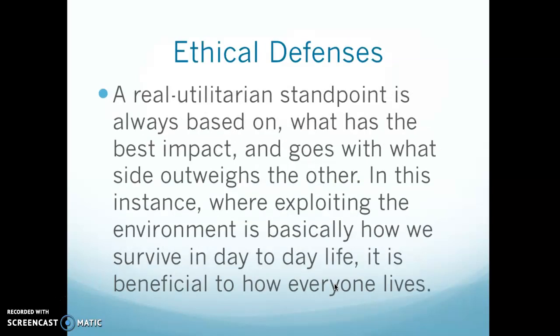Ethical defenses. A real utilitarian standpoint is always based on what has the best impact and goes with whichever side outweighs the other. In this instance, where exploiting the environment is basically how we survive in day-to-day life, it is beneficial to how everyone lives.